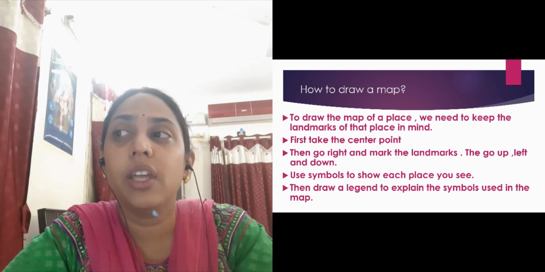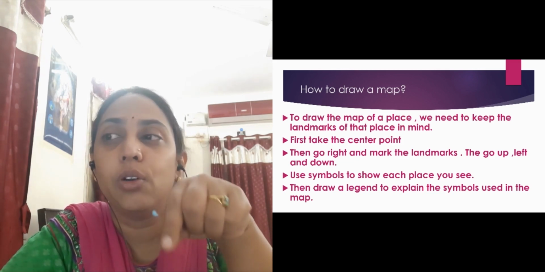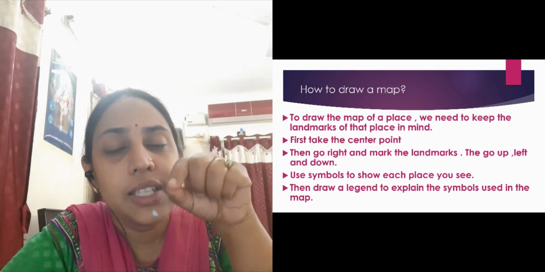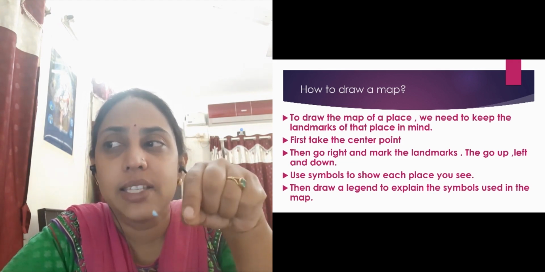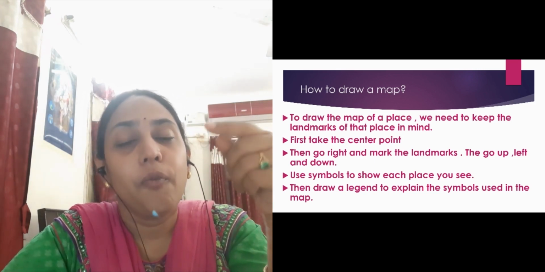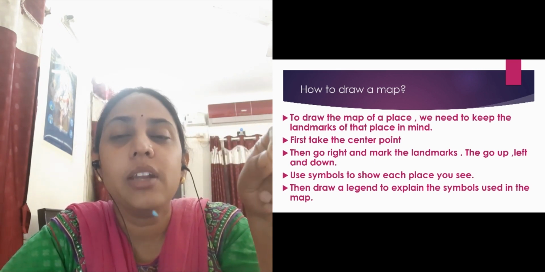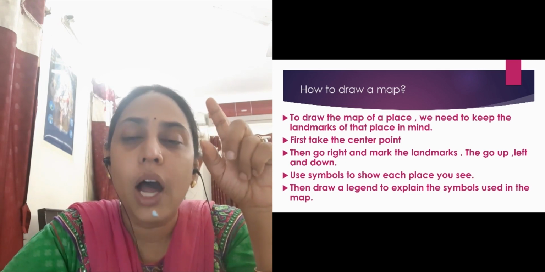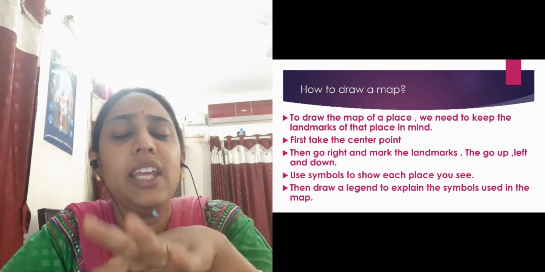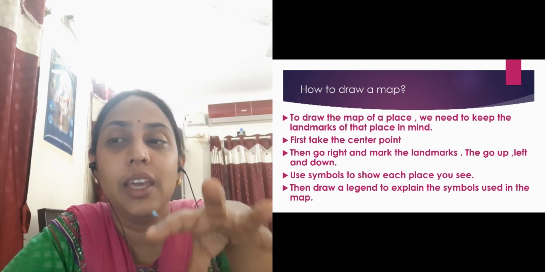So how can we draw the map? First, we should mark the center point of that particular place. Then we can go to the right-hand side, and whatever landmarks we find in that place, we can put them there. Then we can go up, left, and down, and put all the landmarks we find there.